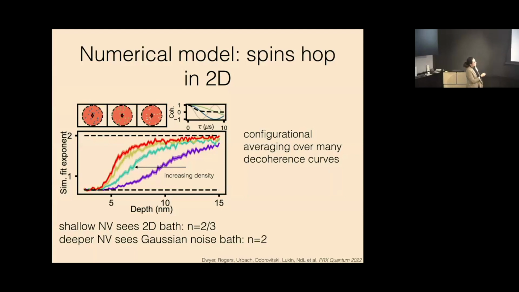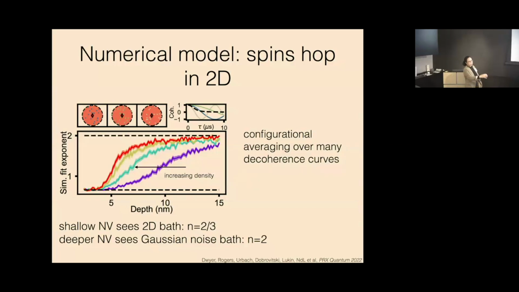Okay, so another way to look at this numerically is that, let's say for each of these baths, you have this coherent coupling, and then you just average over all of these different cosine decays, and then you can use that to extract some exponent. And what we numerically model is that there should be some depth dependence to this exponent.